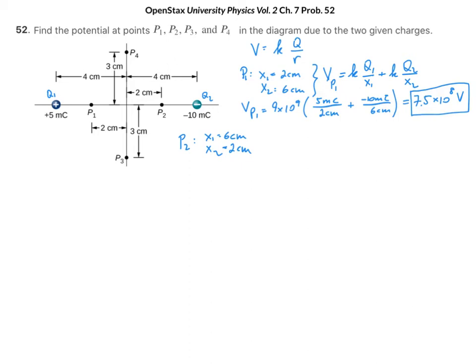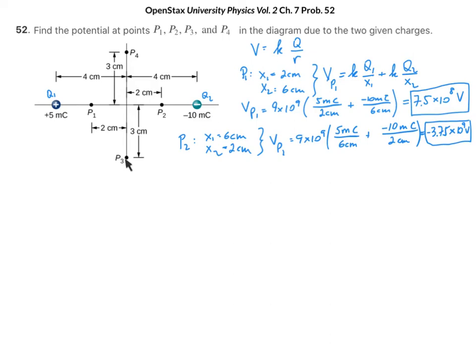So we end up with potential at P2 is 9 times 10 to the 9th. Again, I'm factoring out k. And the charge is 5 millicoulombs divided by the x1, which is 6 centimeters, plus negative 10 millicoulombs divided by 2 centimeters. And that will be negative 3.75 times 10 to the 9th volts. So while potentials don't have a direction, they can be positive or negative. So here we have a negative 3.75 times 10 to the 9th volts.